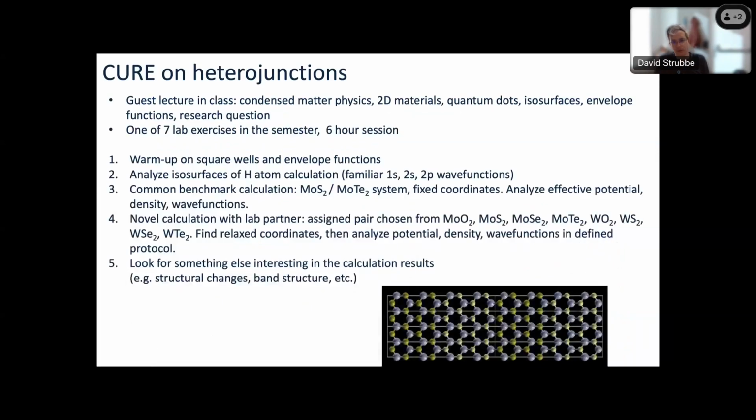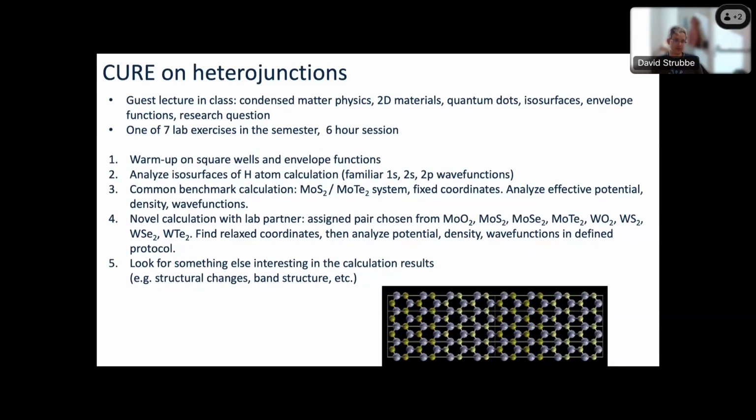Okay, so what are we actually going to have the students do? The setup for this course is, first, I gave them a guest lecture in which I introduced the concept of condensed matter physics. I told them about 2D materials and quantum dots. We went through the conceptual tools of isosurfaces and envelope functions, which I'll show you in a moment, that they had to engage with in the lab exercise. And I brought up the research question, which I just told you.